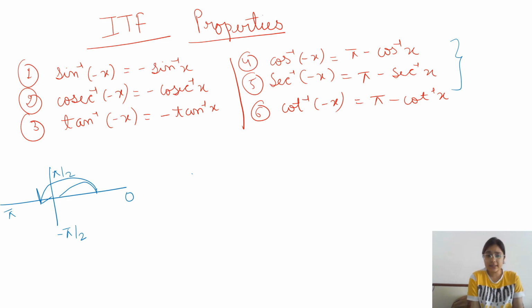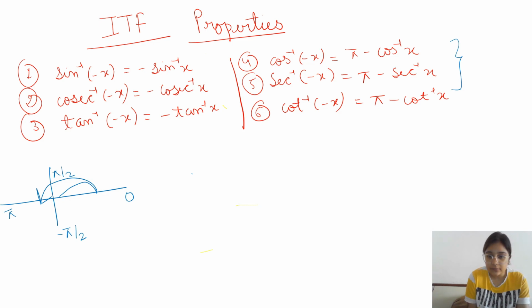Now the next few properties are like this. We will write about sin inverse x plus cos inverse x. As we know, sin inverse x plus cos inverse x is equal to pi by 2. We have learned the property tan inverse x plus cot inverse x is equal to pi by 2, and sec inverse x plus cosec inverse x is equal to pi by 2. These properties also you have to remember.